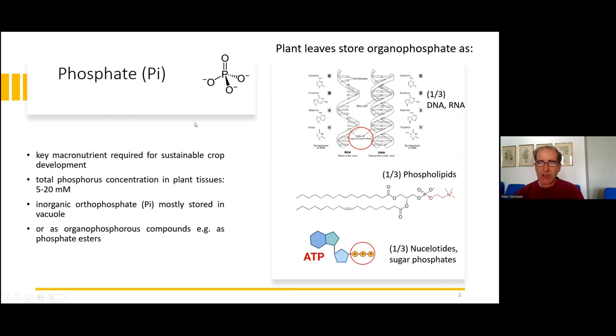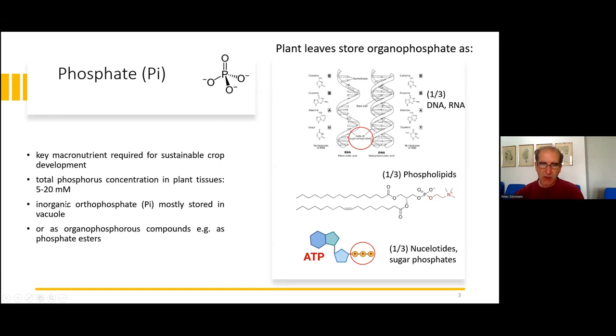Okay, why would we bother about phosphate? I assume that many of these slides or similar slides you've seen in Gabriel's talk, because he is a major contributor to the phosphate starvation research area. So phosphate is an important macronutrient. It is highly abundant in plants, 5 to 20 millimolar. That's quite high. So it is an abundant compound of plants. It's important.